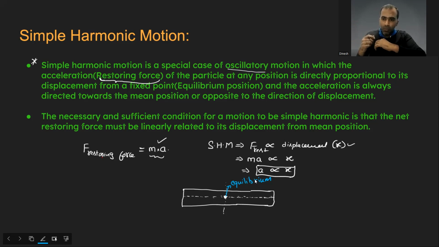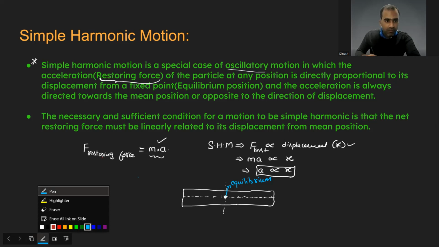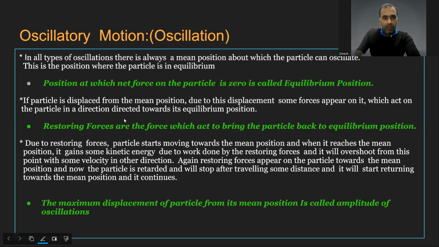At equilibrium position, how does the force behave? We've discussed it. The position at which the net force on the particle is zero, we call it the equilibrium position. Whenever we talk about equilibrium position, always keep this in mind: at equilibrium position, the net force is zero. There might be forces, but they get balanced there. At other positions, net force is not zero. If net force were zero at other positions, who would bring the particle back to the equilibrium position?